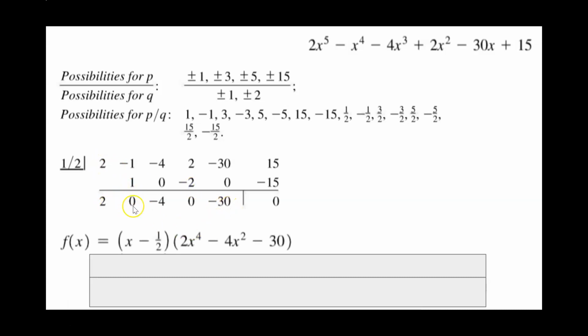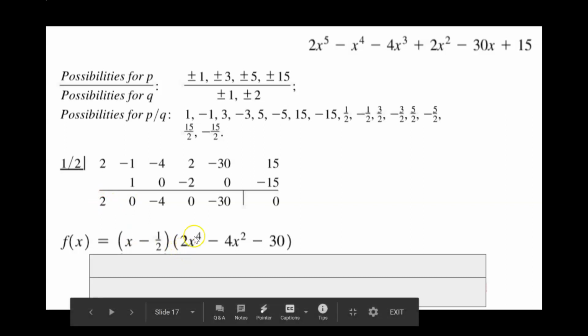And for this one here, this 2 is going to be the x to the 4th. I don't have an x to the 3rd, so I can skip that one. -4 will be the x squared. I don't have an x, so I can skip that one, and then minus 30. So once again, we're going to find the GCF. What number can go into 2, -4, and 30? That'll be 2. 2 goes into here, 2 goes into here and here, so we take those out.